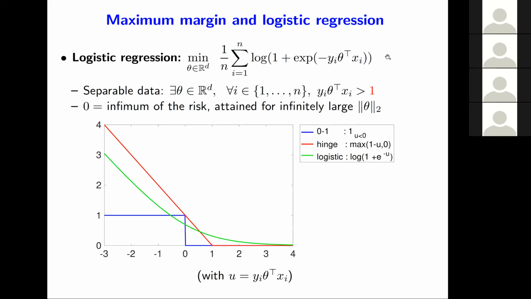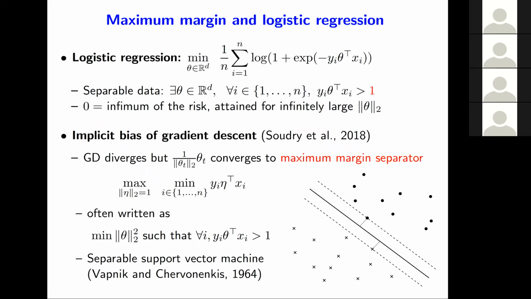Why? Because this is a logistic function here in the green over there, and it is minimum at infinity. So if you want to minimize this, it will minimize when all of those are sent to infinity. We know that the global value of the minimum is zero, obtained at infinity. So if you use gradient descent, you won't converge anywhere; you have to diverge. In fact, this is what Soudry and colleagues have shown: gradient descent will diverge, but it will diverge in some direction, called the maximum margin separator. Among all the theta that will separate the data like this, you take the one with minimum norm.